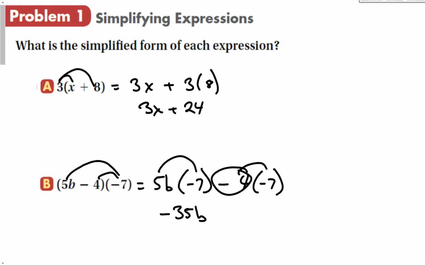And then that's a -4 times a -7, right? If we wanted to, let's go back for a second. We have -35b. If we wanted to, we could rewrite this as, right, subtraction means adding the opposite. So it's -4 times -7, which gives me a positive 28.